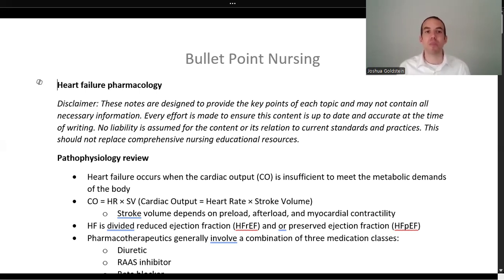Cardiac output is a mathematical formula. It's calculated by heart rate, the amount of beats per minute, times stroke volume, the amount that the heart squeezes out with every contraction of the heart. The heart rate times the stroke volume gives you your cardiac output.